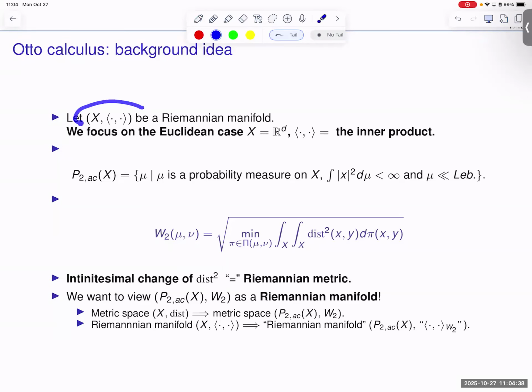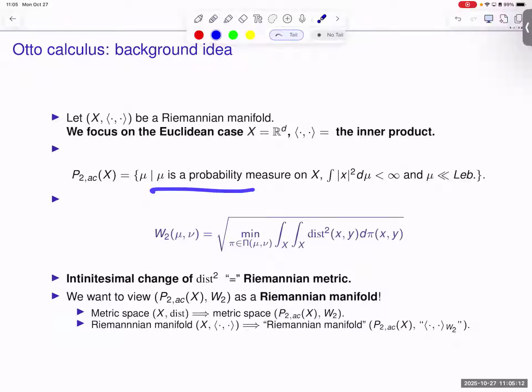So we consider a base manifold, our underlying space. The base manifold in this lecture is mostly R^n with a Euclidean metric, so the usual inner product on R^n. But many of the discussions today can be extended easily, term by term, to a general Riemannian manifold.